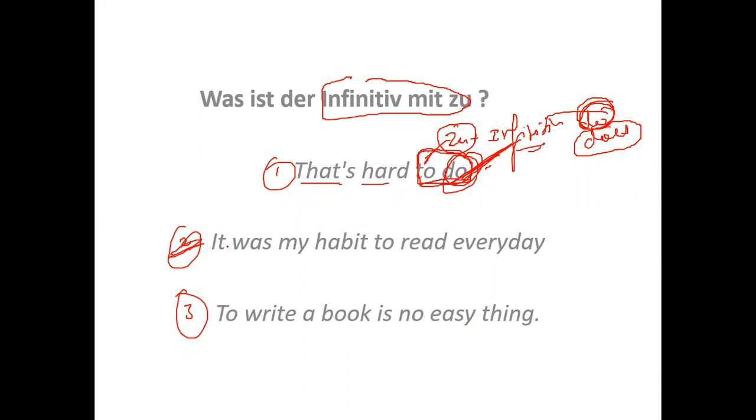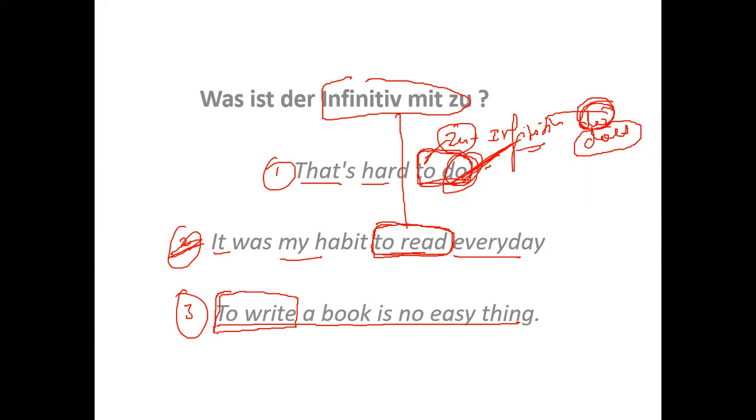Like second sentence, if I say it was my habit to read every day. So can you identify what is zu plus infinitive here? Zu is to and read is the verb, infinitive form of the verb. So this particular portion of a sentence is known as zu plus infinitive. For example, third, if I say to write a book is not an easy task or easy thing. So tell me what is the infinitive form here? So infinitive form is to write. To write is this portion, right? This portion is known as zu plus infinitive.